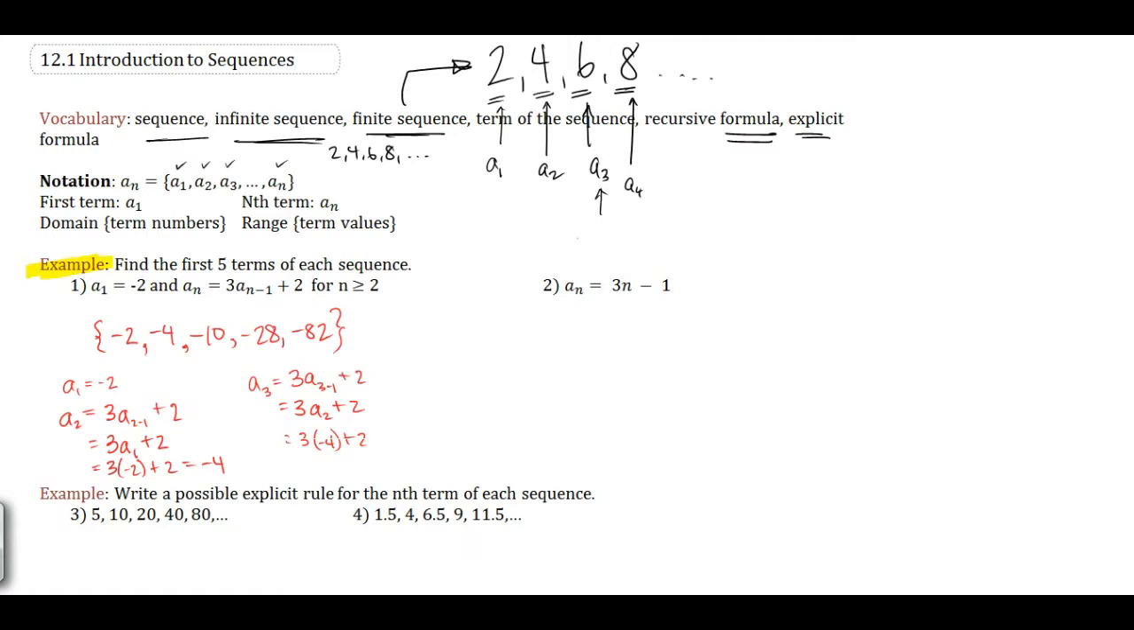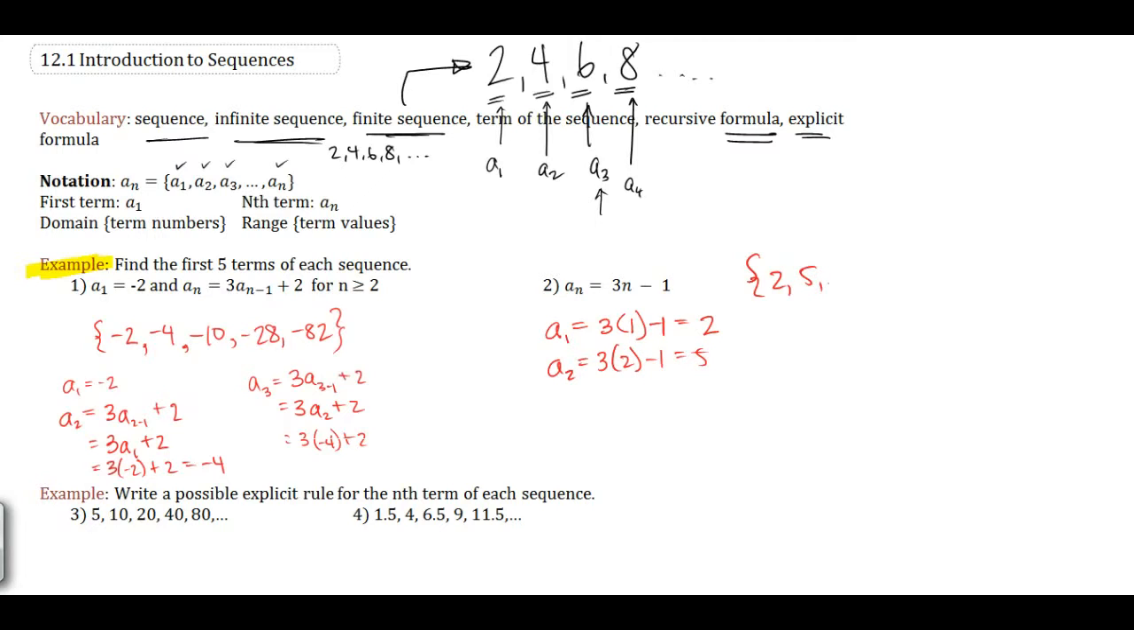Example 2 says, here's a formula. Notice they don't tell us the first term. They don't tell us anything. So we've got to go find the first term. a_1 is the first term. And according to this, it's 3 times 1, because n is just 1, minus 1. So that's 3 minus 1 is 2. So the first term in the list is 2. Now I want to find a_2. Then I get 3 times 2 minus 1. That's 6 minus 1 is 5.